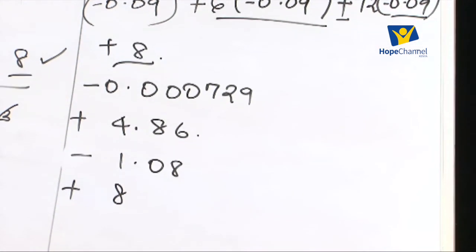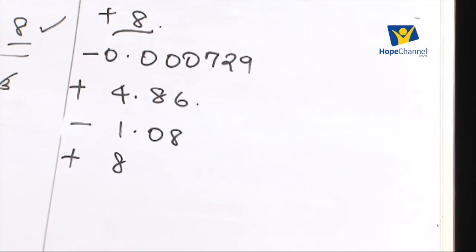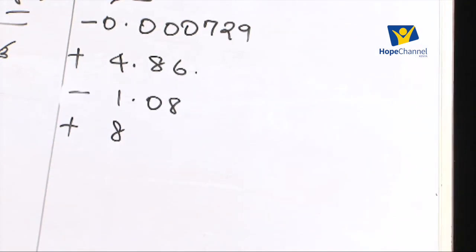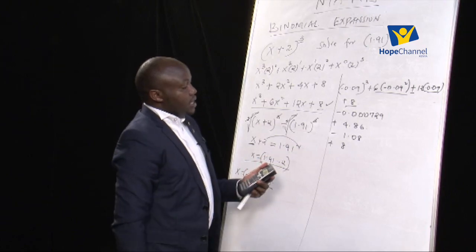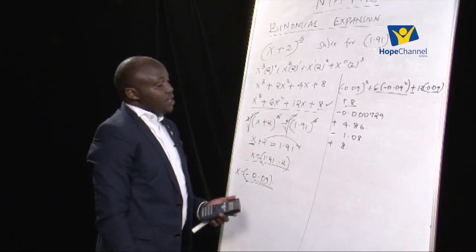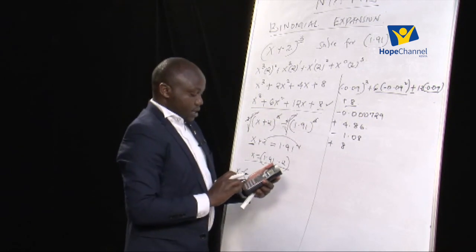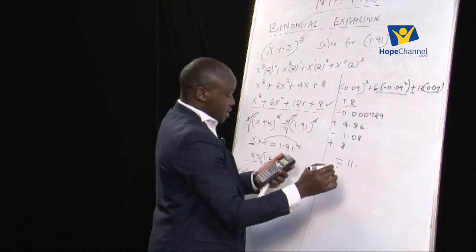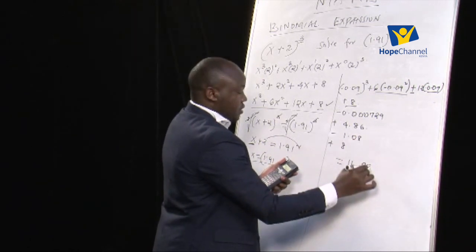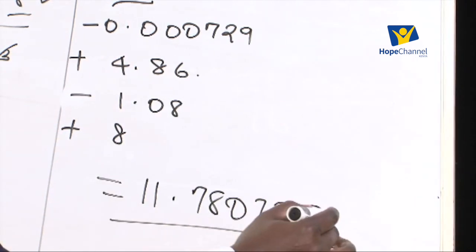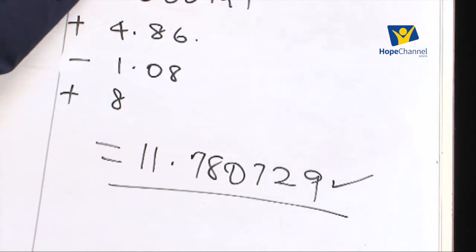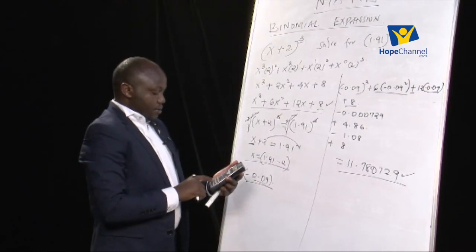So let us try that mathematics. We have negative 0.000729 plus 4.86. You obtain 4.859271. Now subtract 1.08. You obtain 3.779271. Then add 8. Our answer is 11.779271. That is our rightful answer for 1.91 raised to power 3.